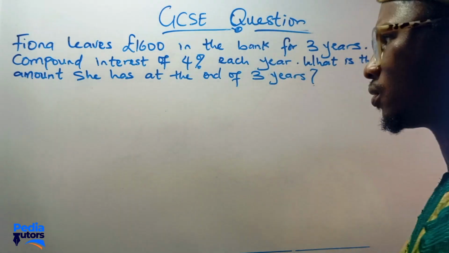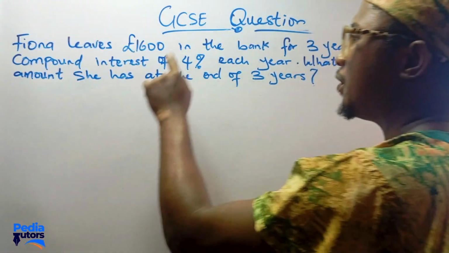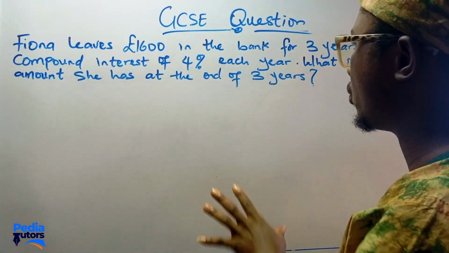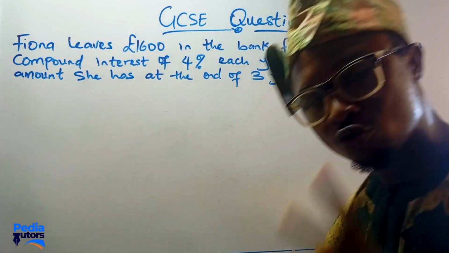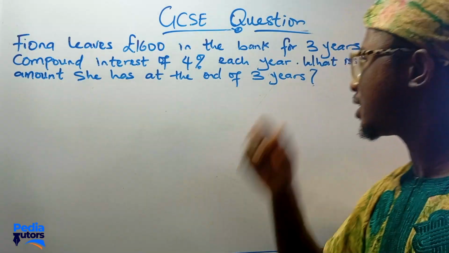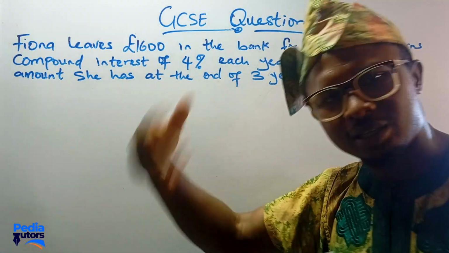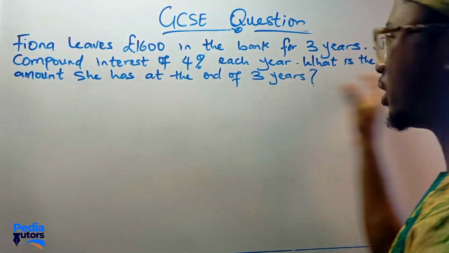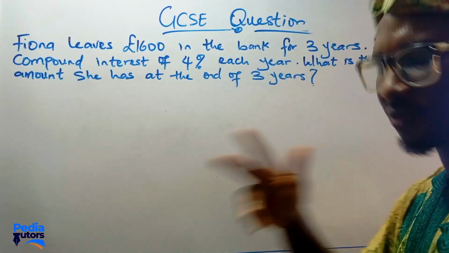Now let's solve this GCSE question. Fiona leaves £1,600 in a bank for 3 good years, and it earned a compound interest of 4% each year. That is 1 year, 1 year, at the end of 1 year, 1 year. What is the total amount she has at the end of 3 years?